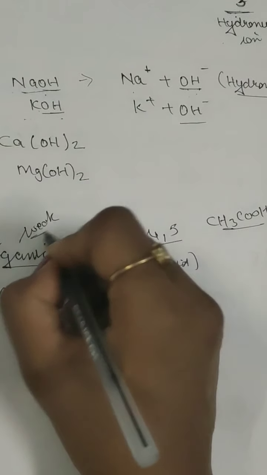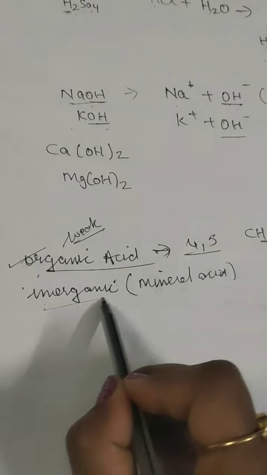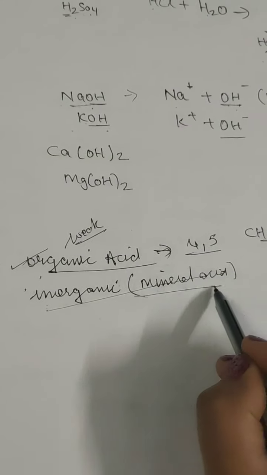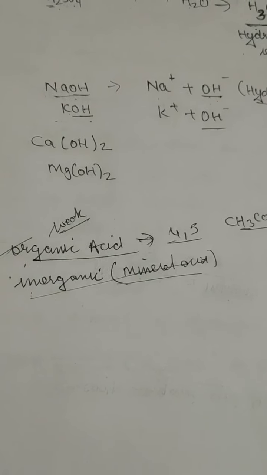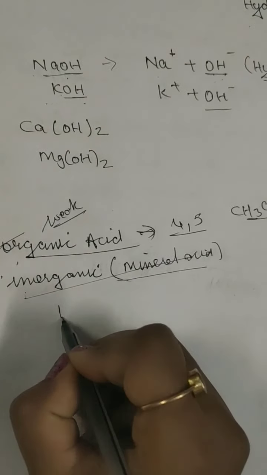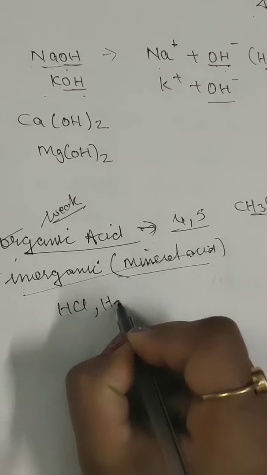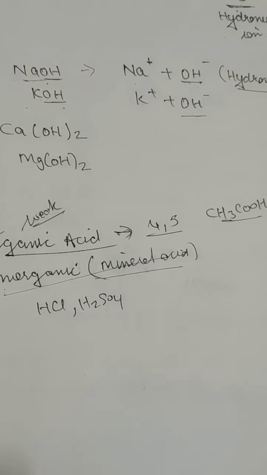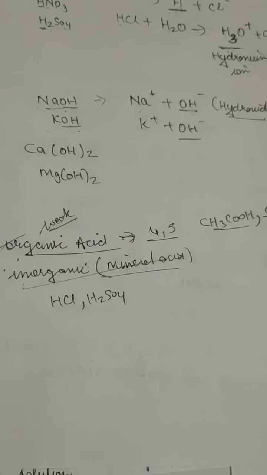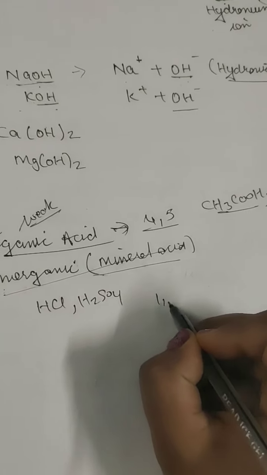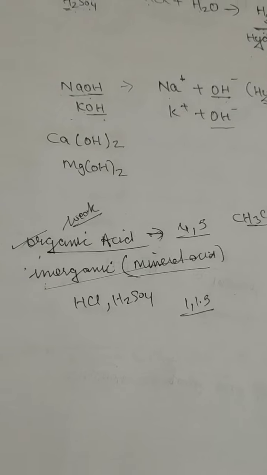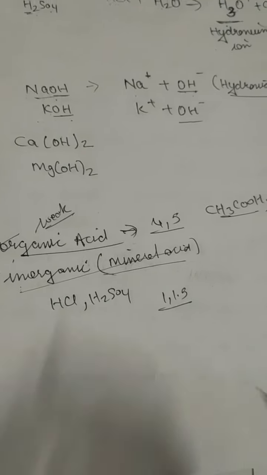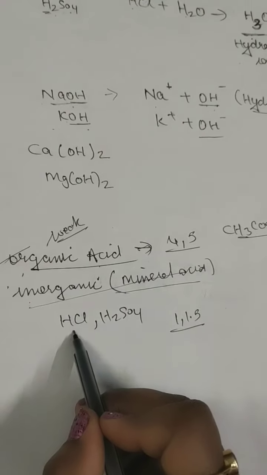But the inorganic acids or mineral acids, which are man-made, which do not occur in nature, which we make in the laboratory, are strong acids like HCl, H2SO4, HNO3, and so on. These are very corrosive acids having a pH of 1 or 1.5. So these are the strong acids which we don't consume. We can consume organic acids, but we can't consume these acids.